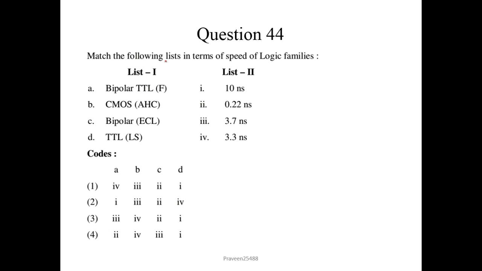Question number 44. Match the following list in terms of speed of logic families. So for bipolar TTL, it matches with 3.3 nanosecond. The CMOS is 3.7 nanosecond. Bipolar ECL is 0.22 nanosecond, and the last one is the first one. So correct is 4321. First one is the correct answer.